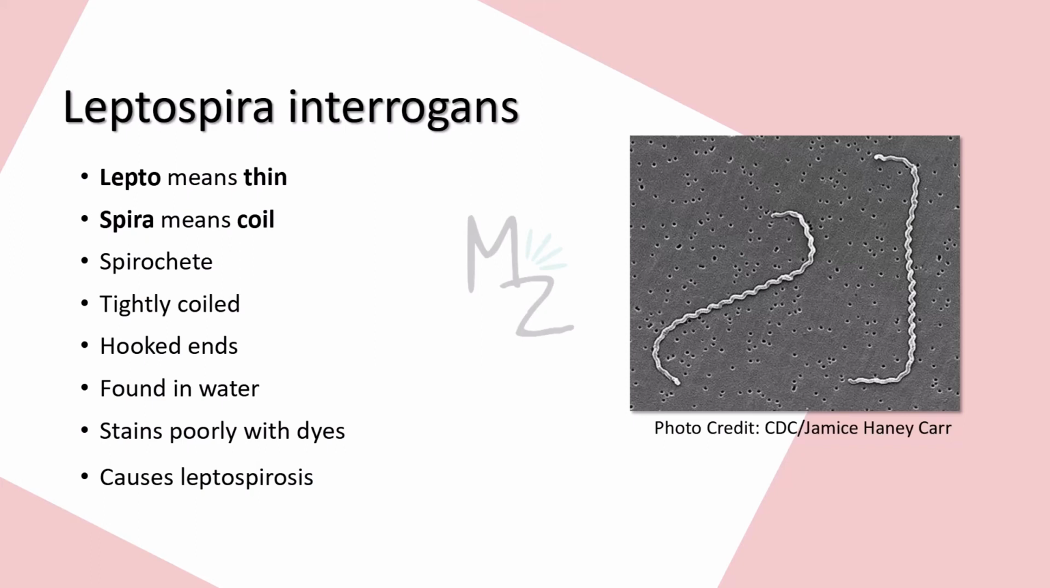It is found in water. What kind of water? The water that is contaminated with the urine of infected animals. And urine contained the leptospiras in it. And animals were infected with leptospirosis. That's why when they urinated in the water, that urine contained leptospiras. Leptospira interrogans stains poorly with dyes, so it is often considered gram-negative because it does not retain the dye in it, and it is responsible for causing leptospirosis.